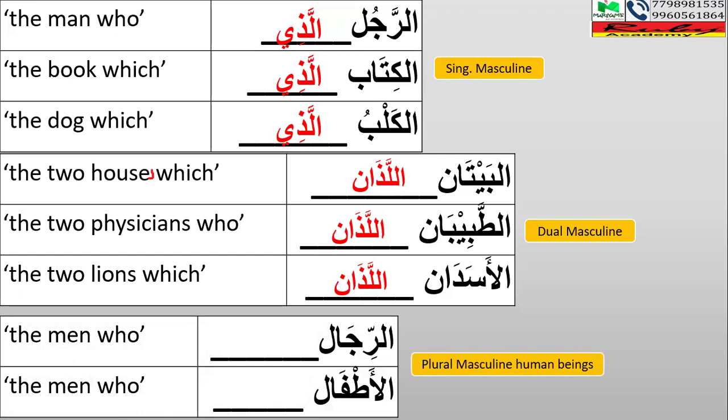Now this is the plural masculine human beings. Ar-rijalu, allazina. Yes, correct. The men who. Al-atfal, allazina. I think the meaning is the children. Okay, I'll change it. Tiflun, it is atfal.